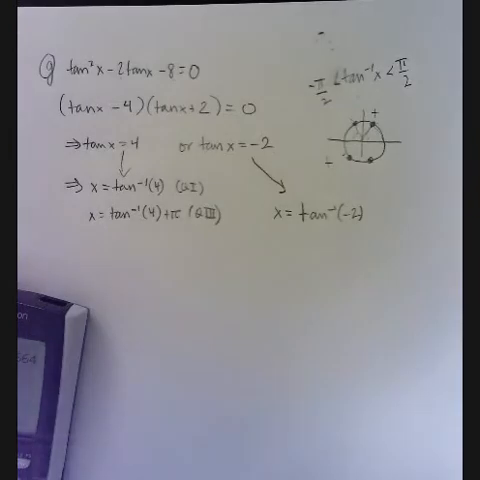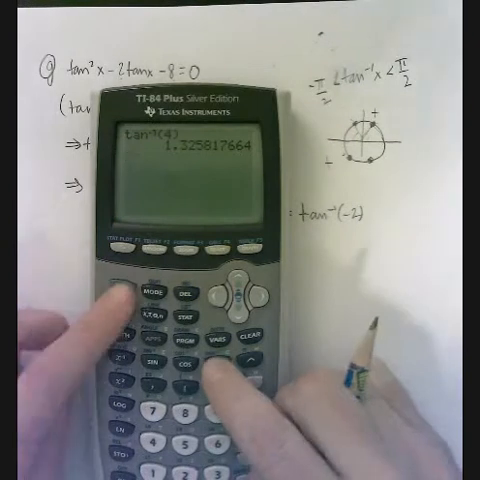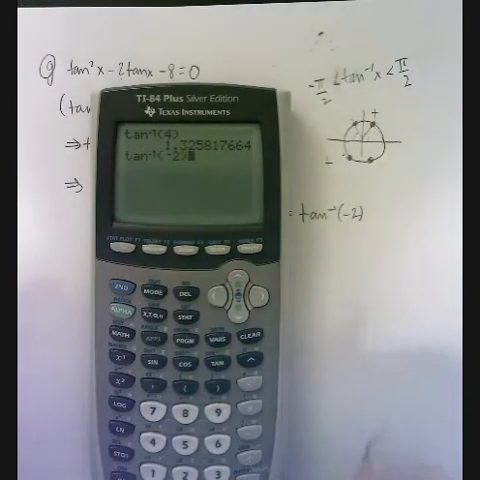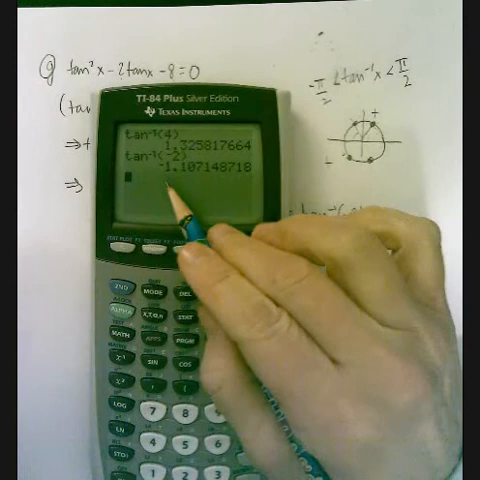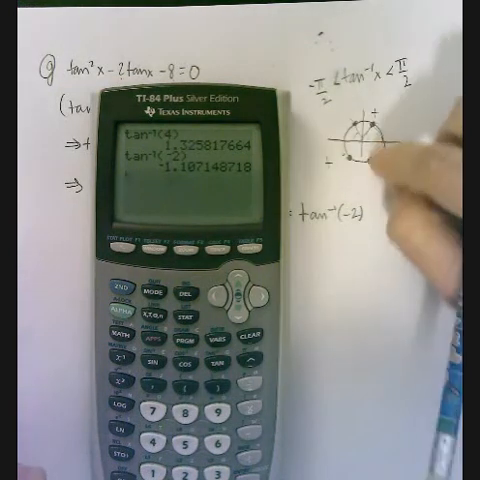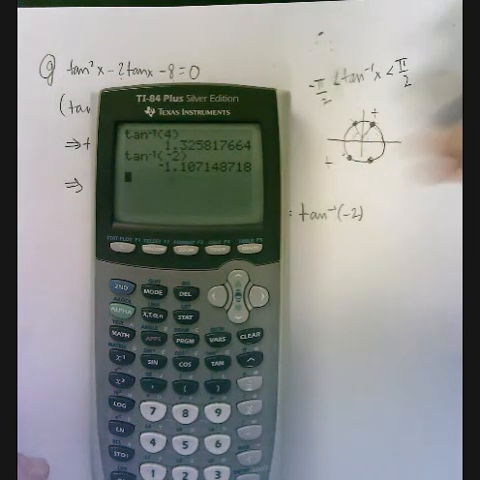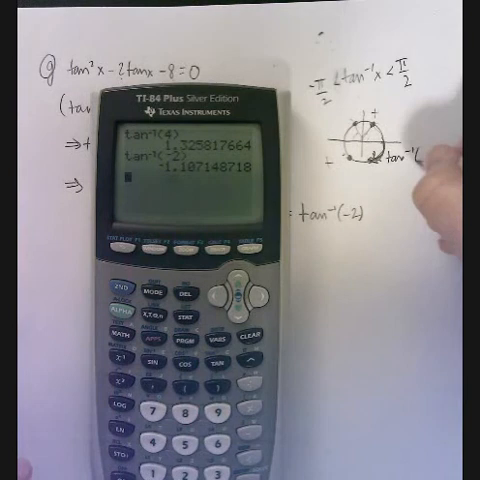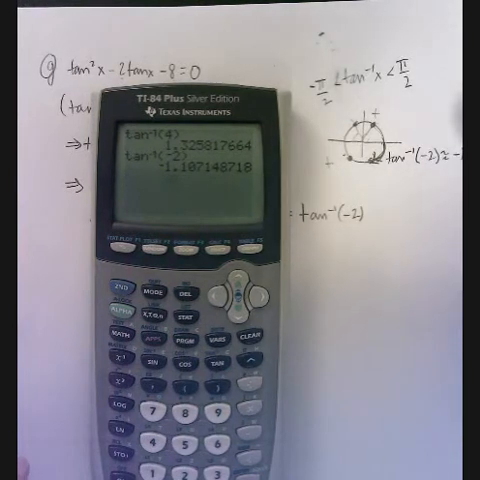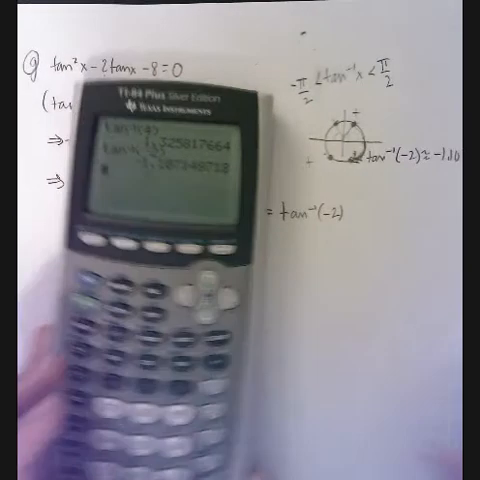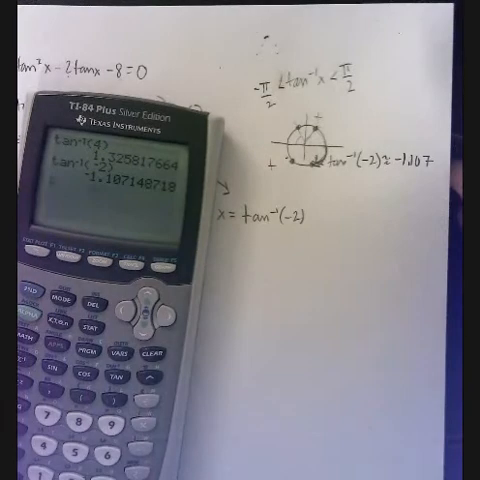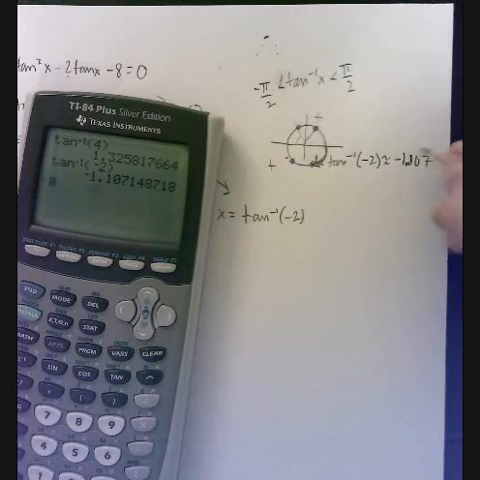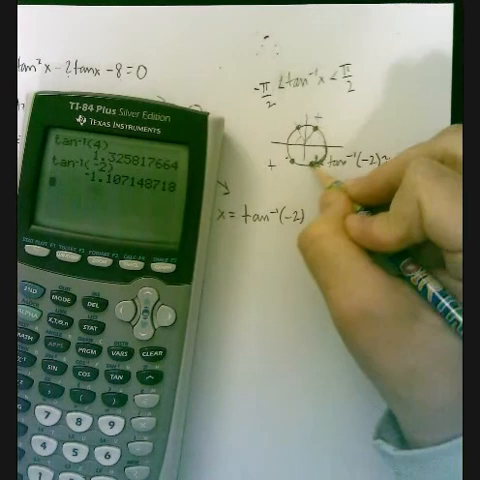You plug that in, you should believe me, but if you don't, put it in your calculator. It's a negative number, right? It's in quadrant 4, but it's negative. So this negative number here is tangent inverse of -2. It's approximately -1.107. Oops, let me move that over. All right, so we want to be able to represent this exactly.